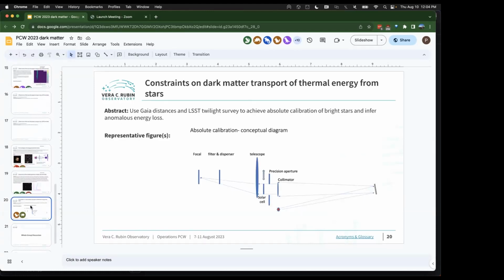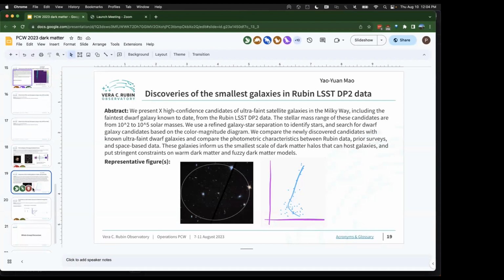Before we move on, I just want to say that if you create a slide, it would be very helpful if you can add your names to the slide.